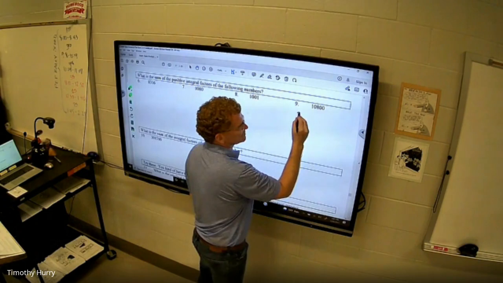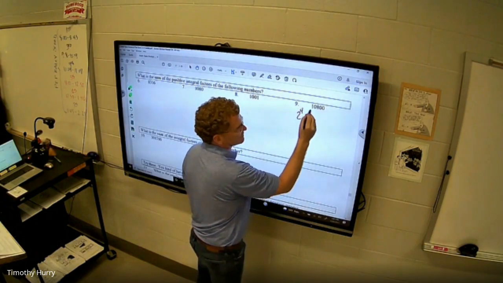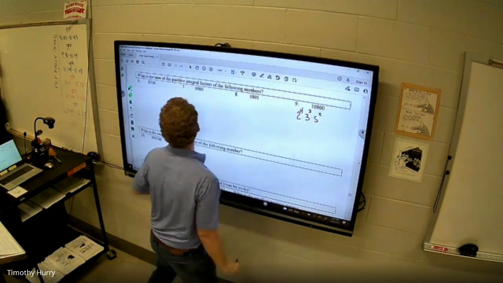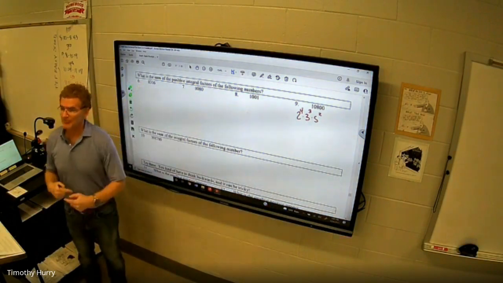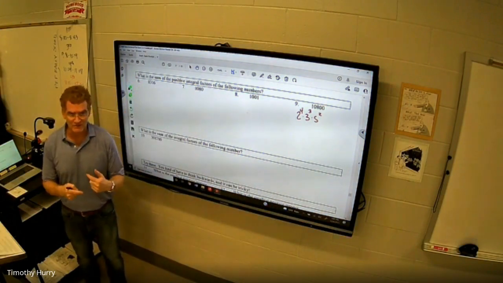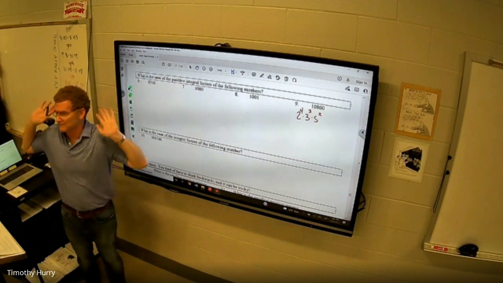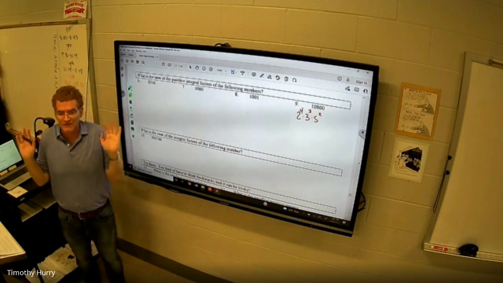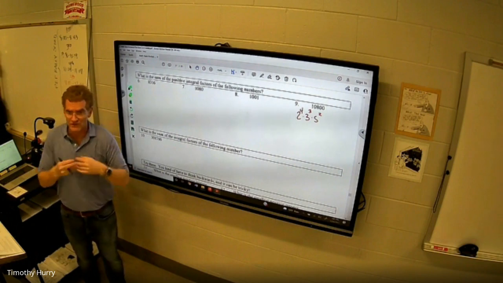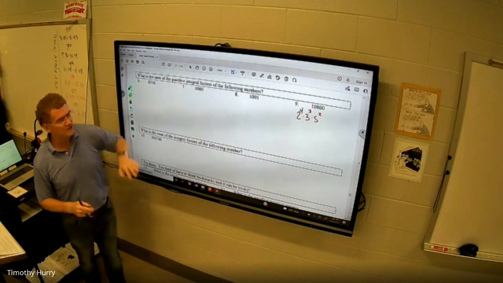So 2 to the 4th, 3 cubed, and 5 squared. So this one said, what is the sum of the positive integral factors? It said positive. If it just said sum of the integral factors, positives and negatives would add together and cancel each other out to 0. But it says sum of the positive ones. So what's my trick?